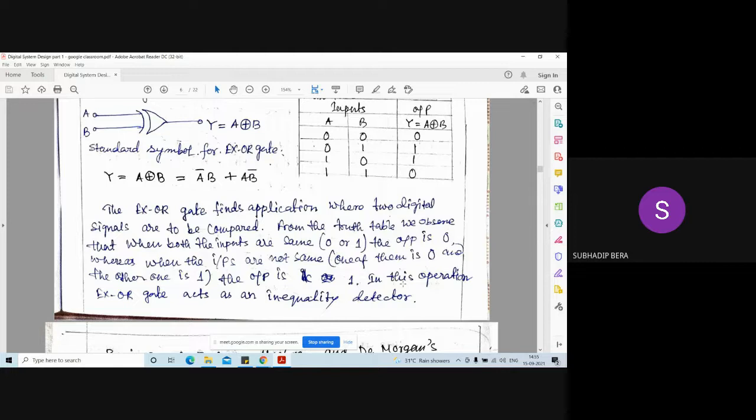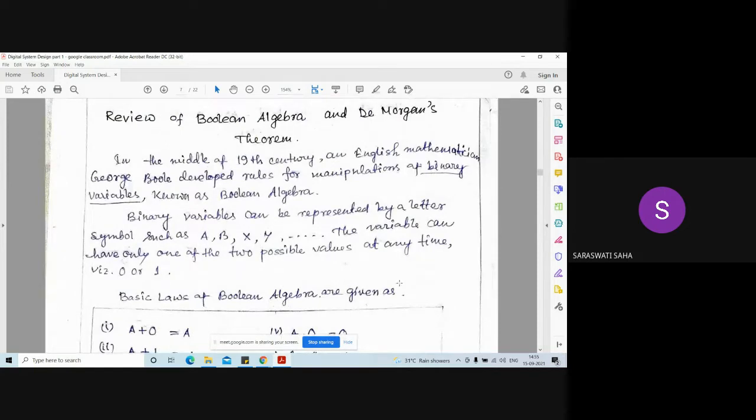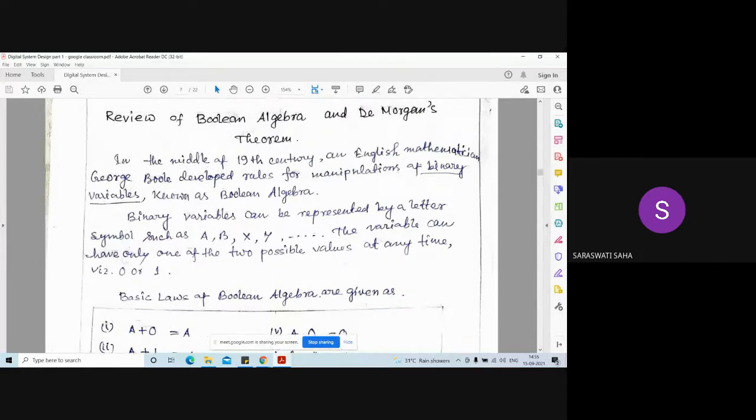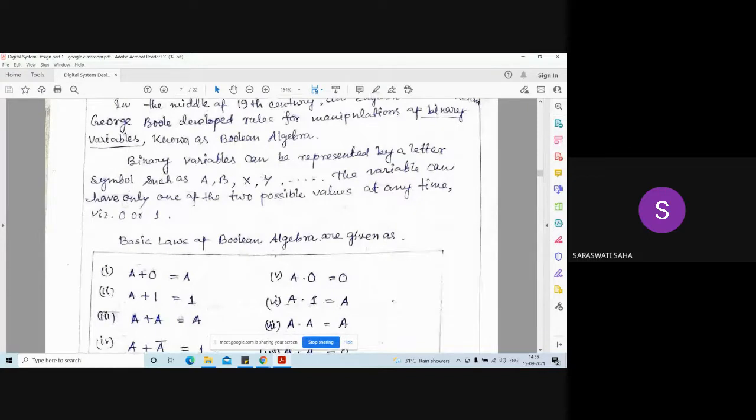Yes, ma'am. So now I am going to the next topic, that is Boolean algebra and De Morgan's theorem. You know the basic algebra, okay? With the help of algebra, you can solve various problems. But here, why is it called Boolean? Because George Boole developed these rules. That's why it is known as Boolean algebra. And using this algebra, we can solve various Boolean functions.